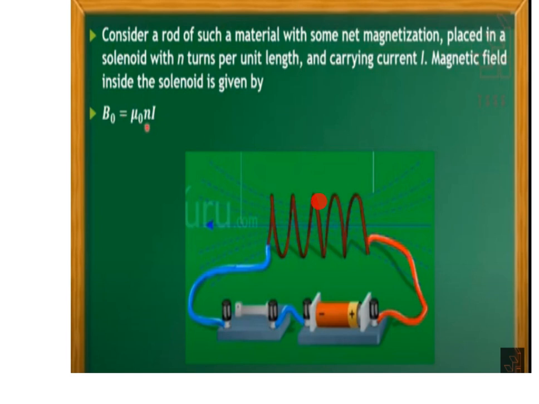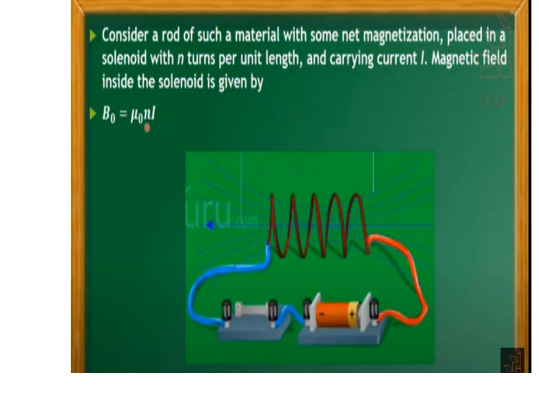So in the chapter magnetic effect due to electric current, we see that whenever there is a current flowing in a solenoid, then there is a presence of magnetic field, and this magnetic field inside the solenoid is given by B naught is equal to mu naught N into I. What is N? N is the number of turns per unit length. And what is I? I is the current carrying current.